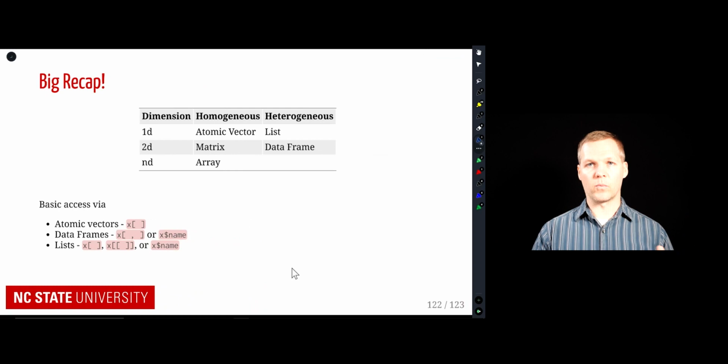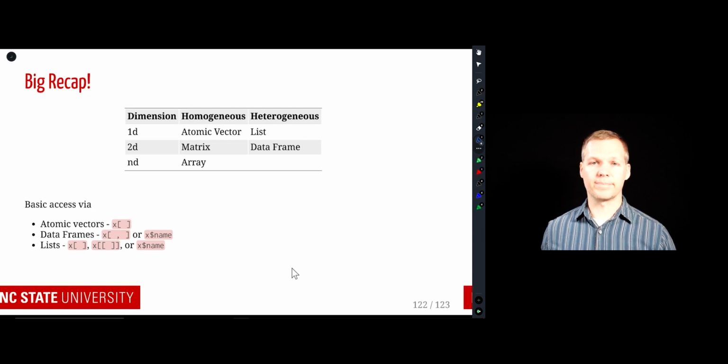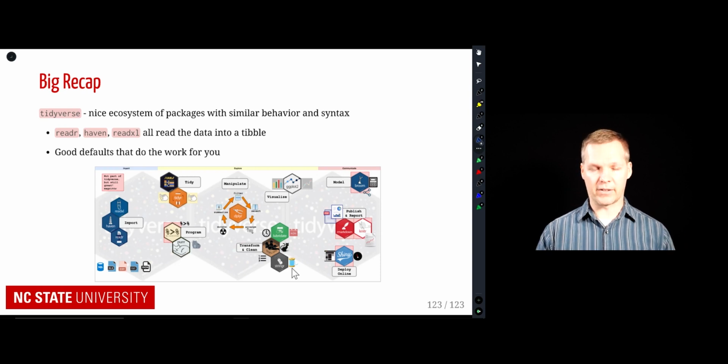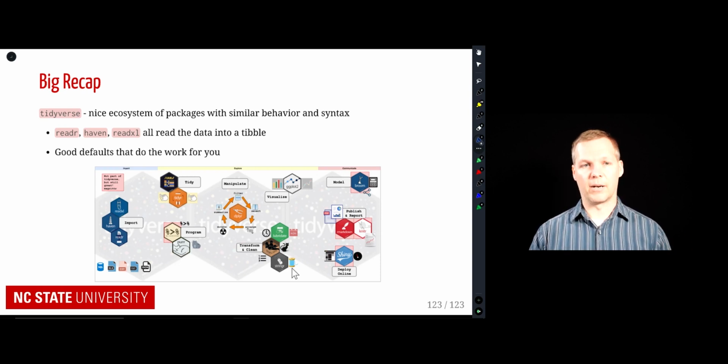And so here's our big recap. We're done with Module 1. What have we done? We've talked about the idea that there are common data objects in R. And we've gone through the idea of a vector, a data frame, and a list. We also know how to do basic base R subsetting of those data objects. And then beyond that, we are now talking about this whole ecosystem of the tidyverse, right? So a bunch of packages and functions that all have similar behavior and syntax. They're all meant to work together. They all have coherence with each other.